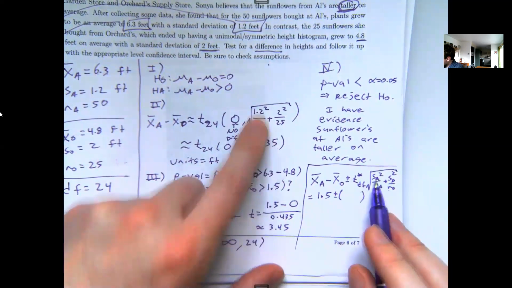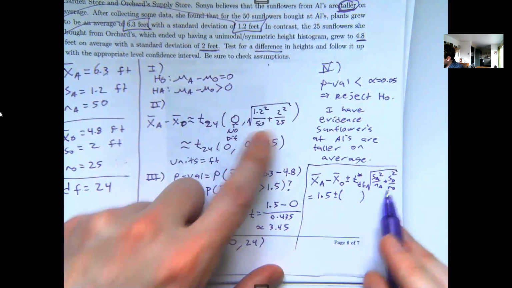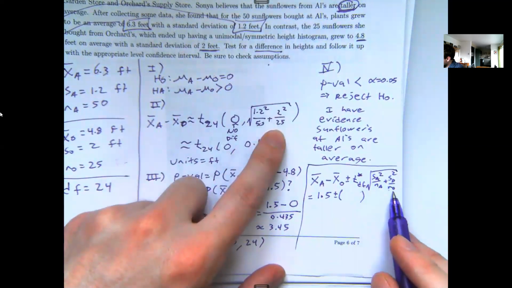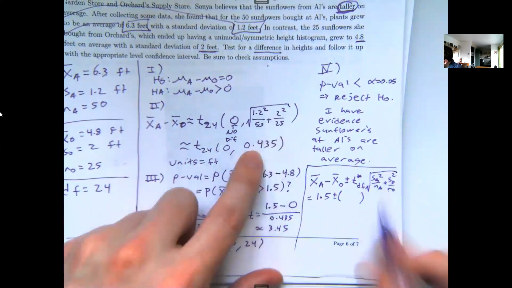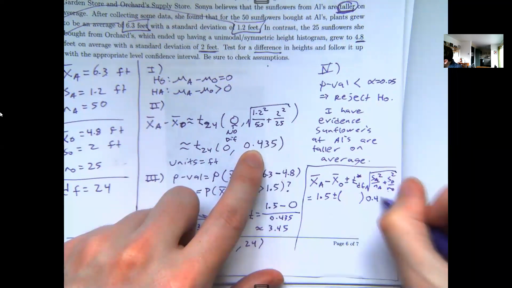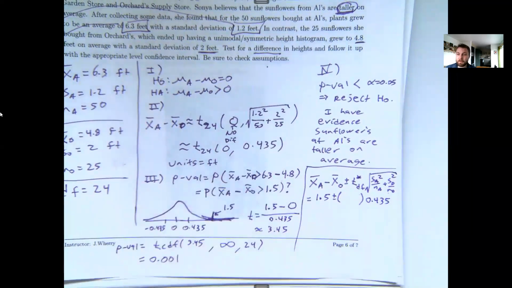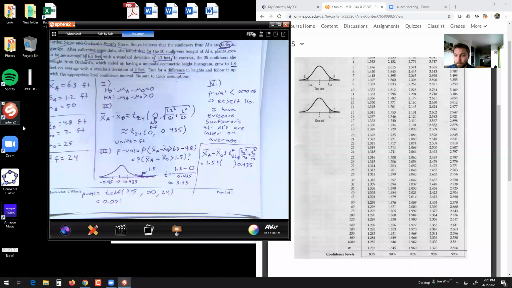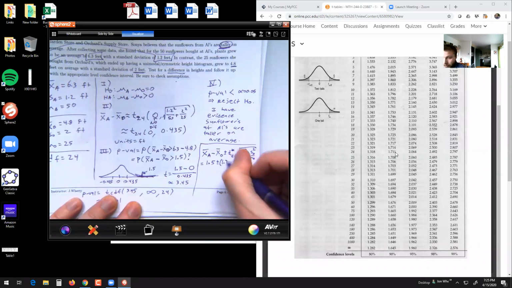But I also know the square root, because this was 1.2 squared over 50 plus 2 squared over 25. This value was 0.435. So really the only thing I need is t star for 90%, which means that row of 24 for my degrees of freedom. And that value sitting in my table is a critical value of 1.711.